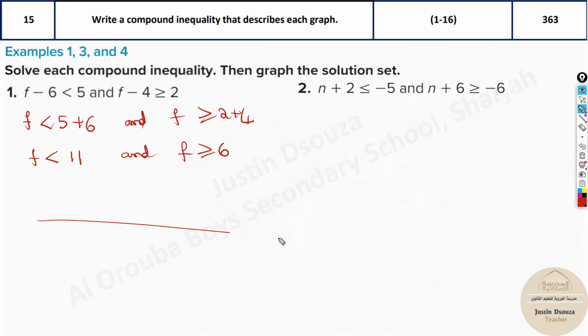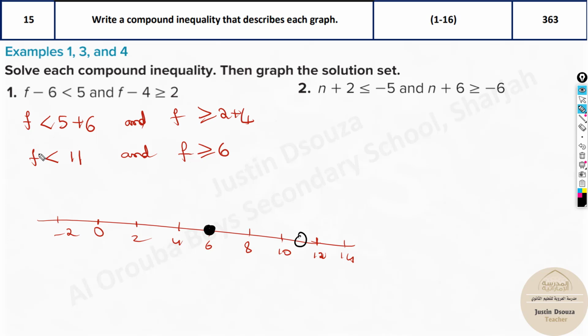Now let's try graphing this. Because it's all positive, I'll take 0 over here, and I'll take 2, 4, 6, 8, 10, 11, 12, 14, and so on. Over here it's minus 2. Now see what are the points given to us. 6, and this is greater than or equal to, so we need to make a point here, fill the point. Here it's 11, less than only, not equal to, so it's a hole.